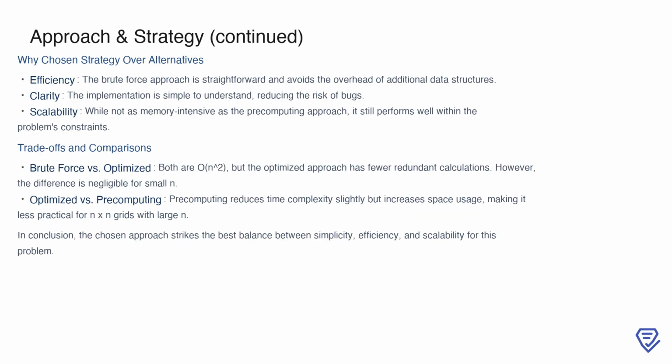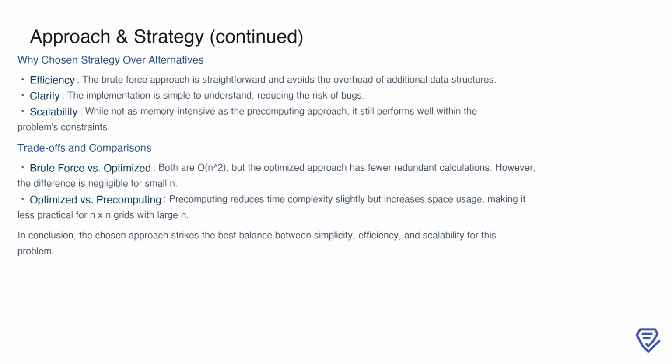We chose the brute force approach with optimizations over the alternatives due to its balance of efficiency, simplicity, and scalability. It avoids the overhead of additional data structures, making the implementation clear and reducing the likelihood of errors. While the optimized approach slightly reduces redundant calculations, the difference in performance is negligible for small n, and the brute force method is easier to understand and debug. On the other hand, the pre-computing approach, though faster for extremely large grids, introduces significant memory overhead due to the helper grid, which makes it less practical for typical problem constraints.